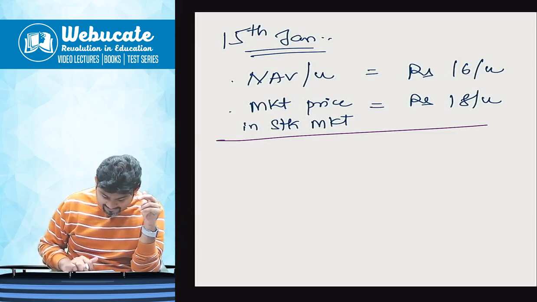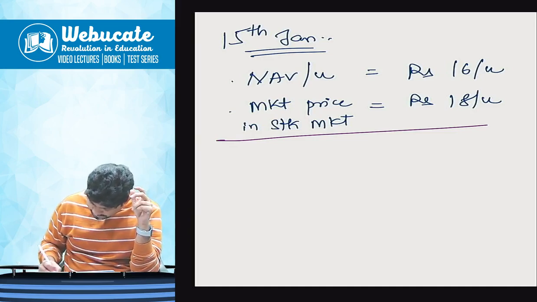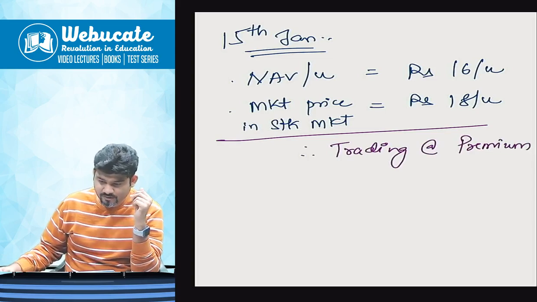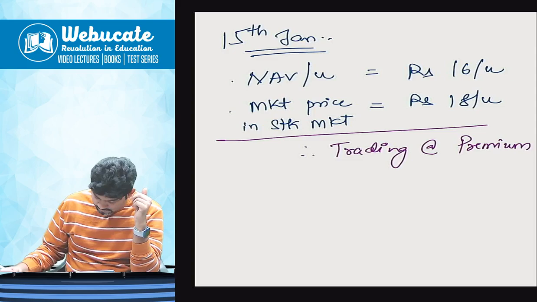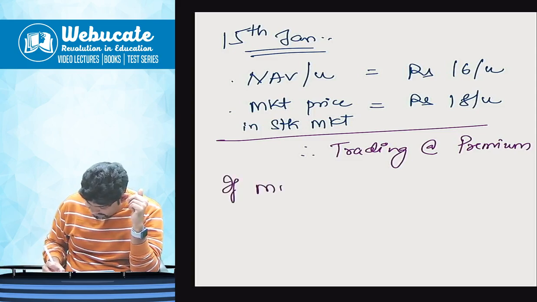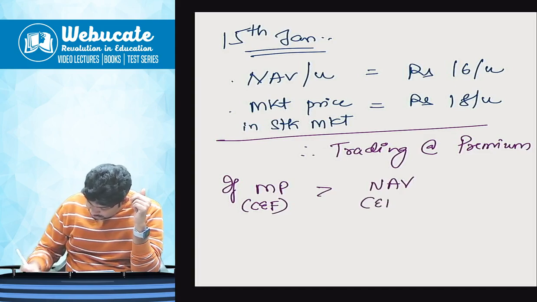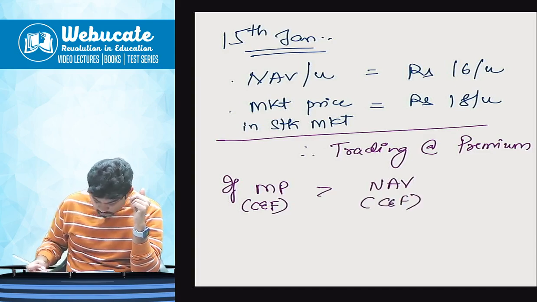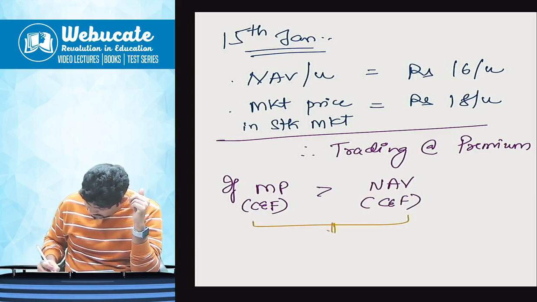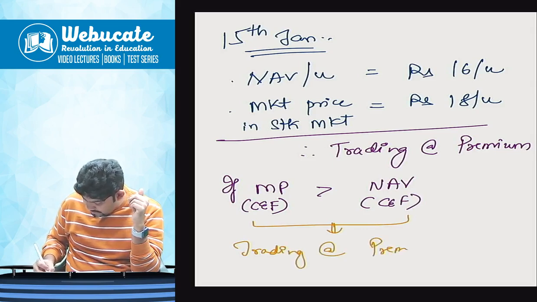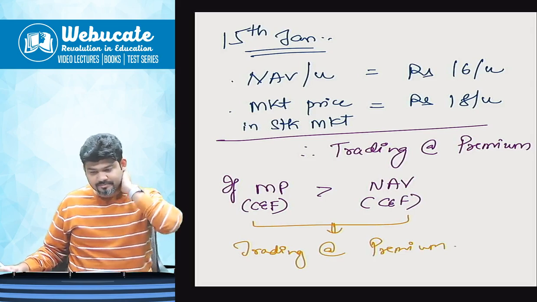Market price greater than NAV. So can I say it is trading at premium? Right? So if the market price of a closed-ended fund is greater than the NAV of that closed-ended fund, what do we conclude, guys? What do we conclude? Correct. We conclude that it is trading at premium. Got it, guys?